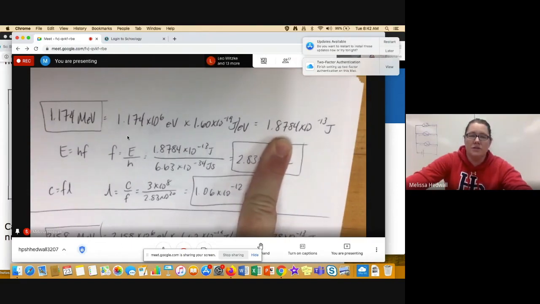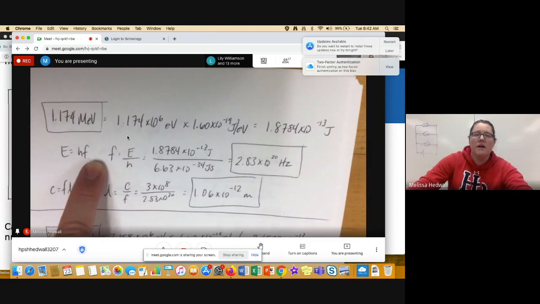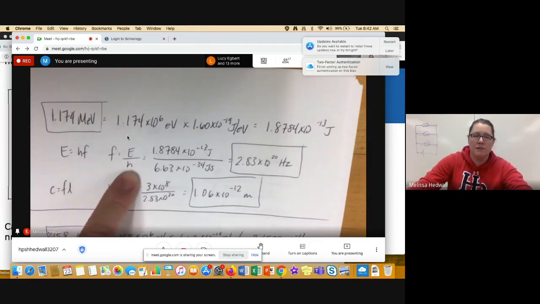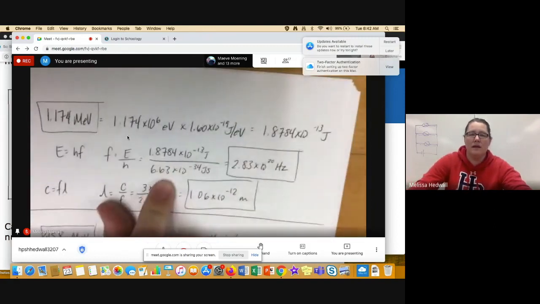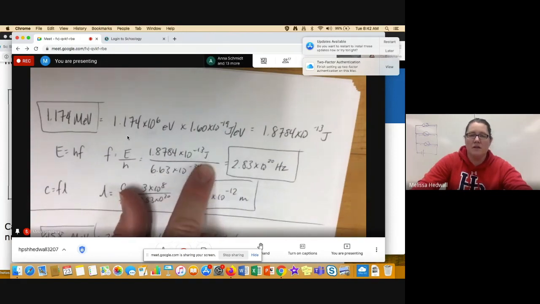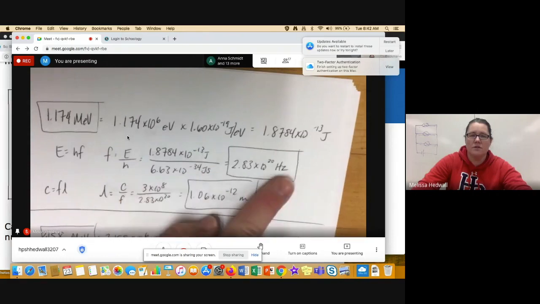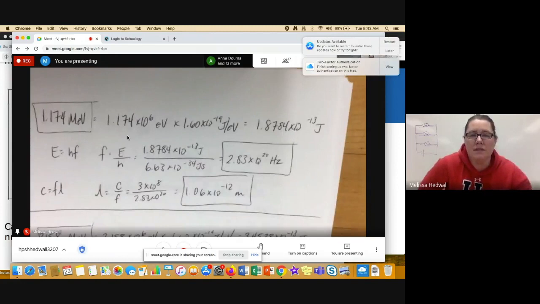Once we have that energy in joules, then we can use the equation E equals h times f, so Planck's constant times the frequency. And we can rearrange for frequency, and we'll take the energy that we have in joules divided by Planck's constant. And so we take the energy that we got right up here in our calculation, and then we can divide that by 6.63 times 10 to the negative 34th joules times seconds. Joules cancels out, you're left with 1 over seconds, which is hertz. So the frequency of that wavelength that is emitted is going to be 2.83 times 10 to the 20th hertz.